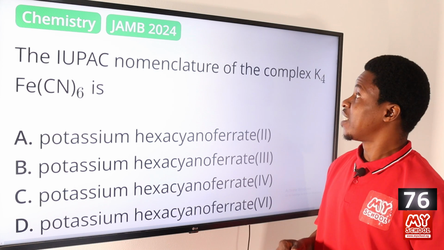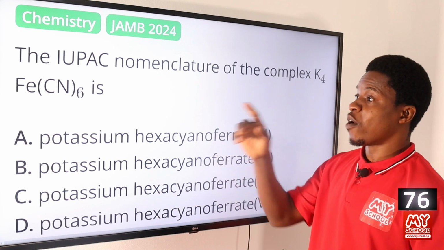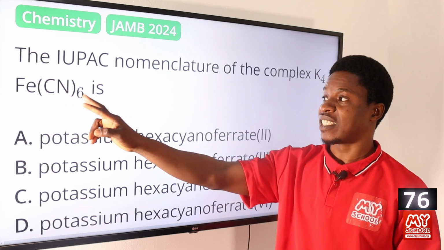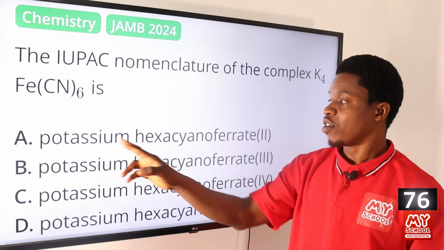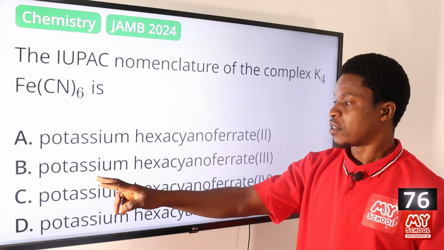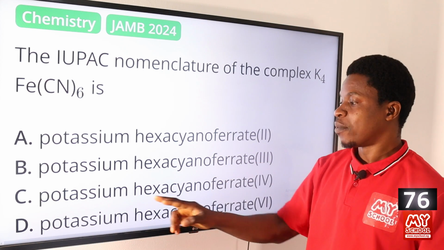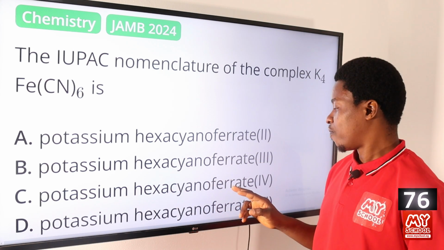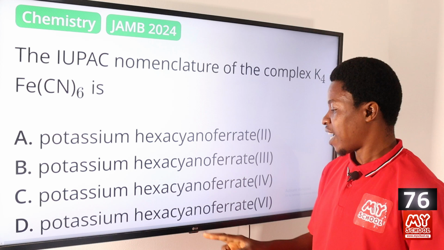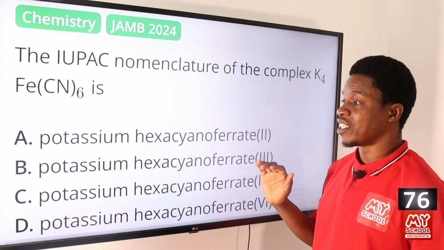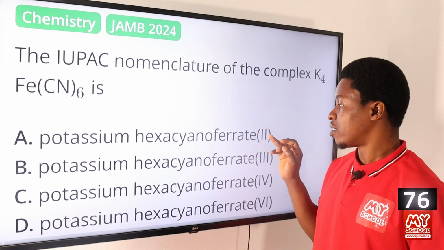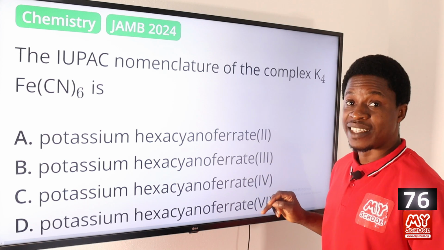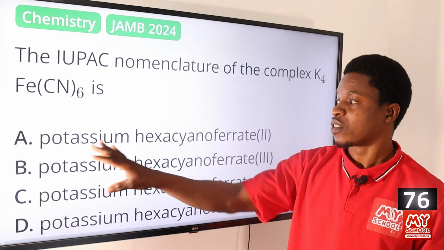The IUPAC nomenclature of the complex K4Fe(CN)6 is what? We have potassium hexacyanoferrate(II), potassium hexacyanoferrate(III), potassium hexacyanoferrate(IV), potassium hexacyanoferrate(VI). You discover that the only thing that is different here is just the 2, 3, 4, and 6. Every other thing is potassium hexacyanoferrate.